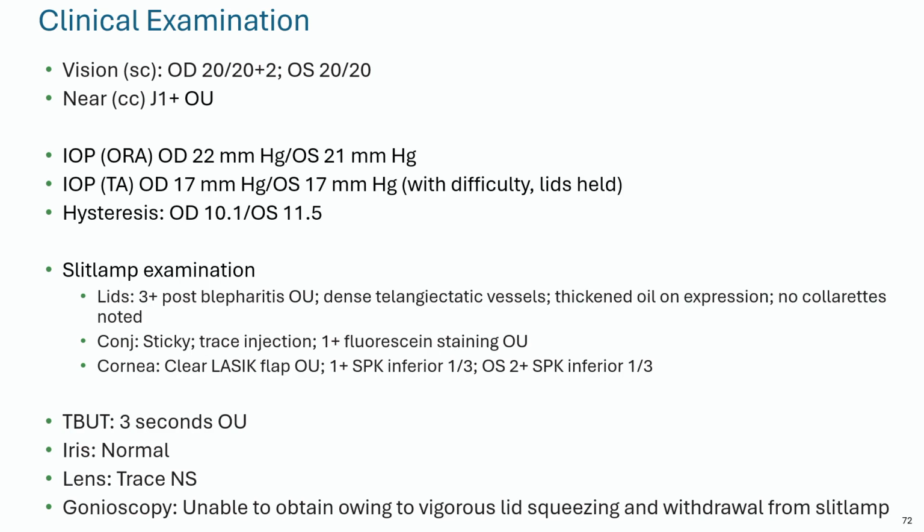On slit lamp, 3+ posterior blepharitis, dense telangiectatic vessels, thickened oil and expression, no collarettes, because he was one of Deep's patients. His conjunctiva is sticky, there's some injection, fluorescein staining on the conjunctiva, which is another place that you should always look when you're looking to see if the patient has dryness. And he's got clear flaps, good job, 1+ SBK inferior and 2+ SBK inferior in the left eye.